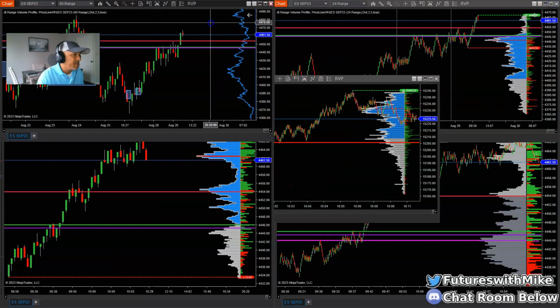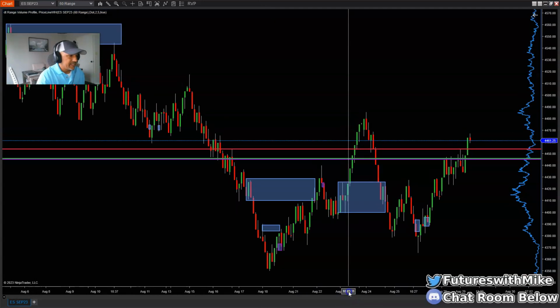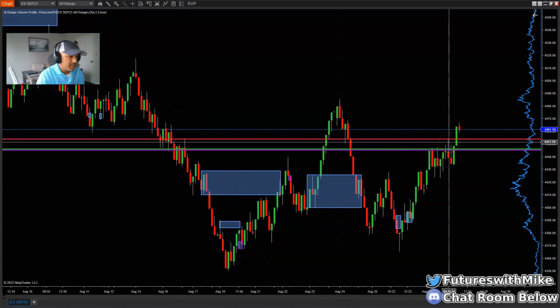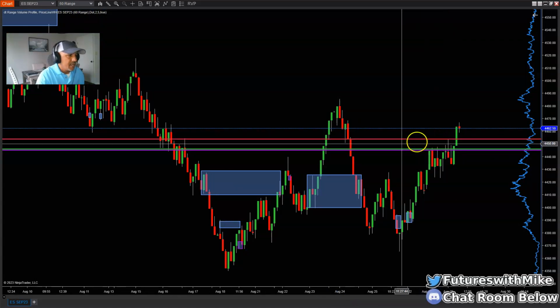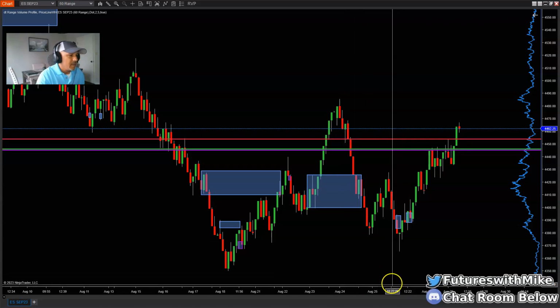I'm looking at the S&P 500. Yes, I have been doing some trading off of the NASDAQ recently, but as it stands right now, we tapped into the early part of this morning around London session to this key area of supply right here off the 60 range chart.